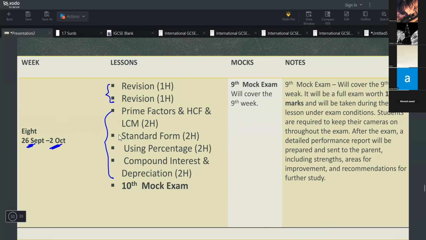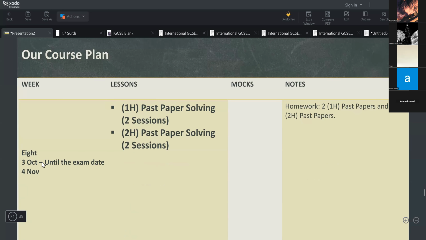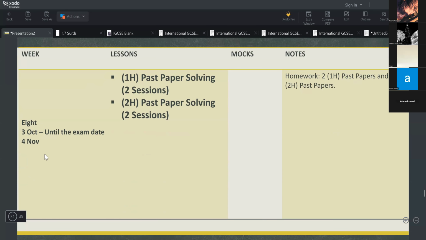And here we already finished Paper 2 each also. And then from 2 October or from 3 October, till our exam for Unit 1 each, which will be on the 4th of November. So we have 1 month solving past papers only, for Paper 1 and Paper 2. 2 sessions per week, 2 papers we solve in our sessions, and the 2 papers will be homework.